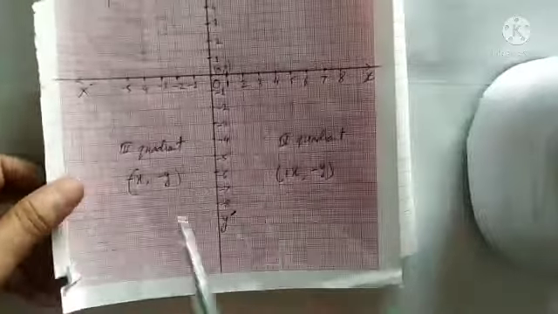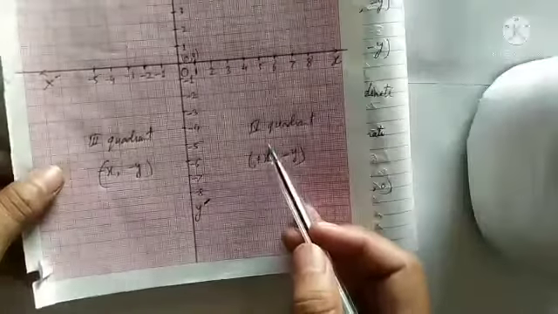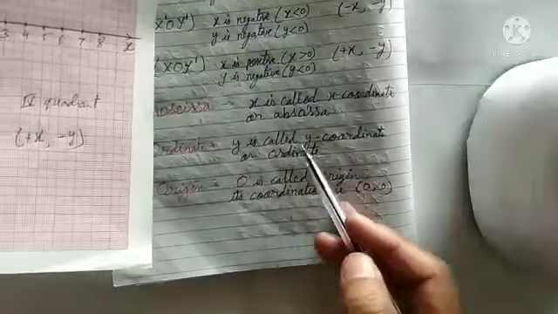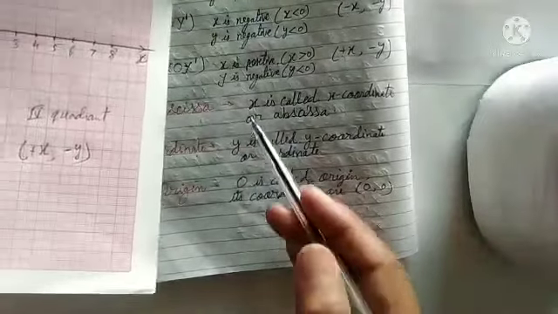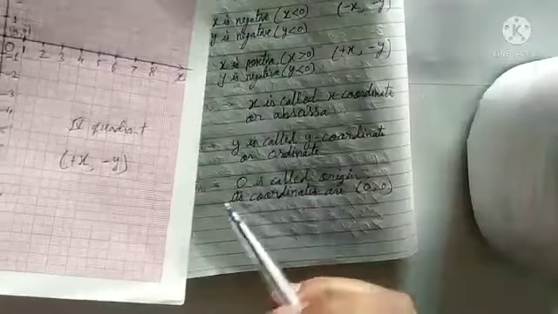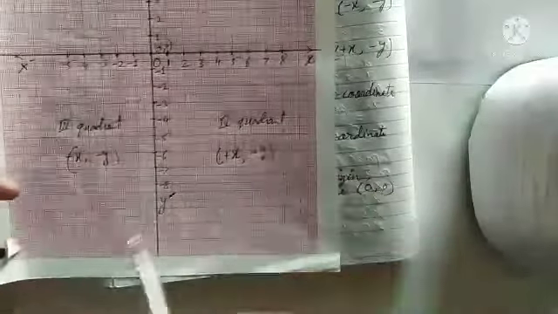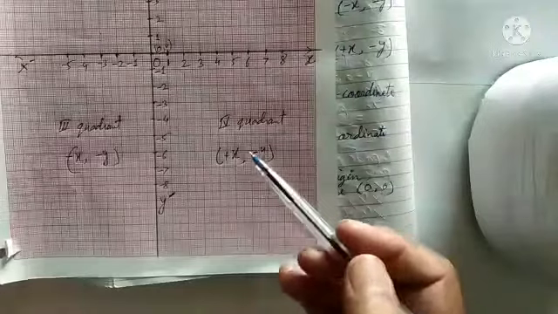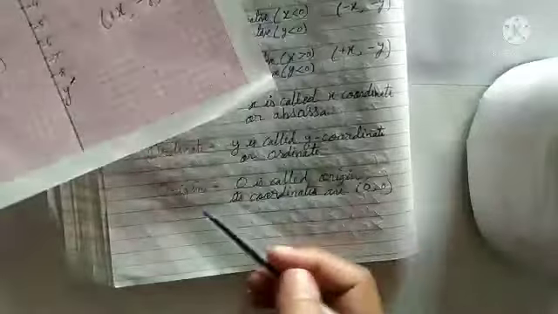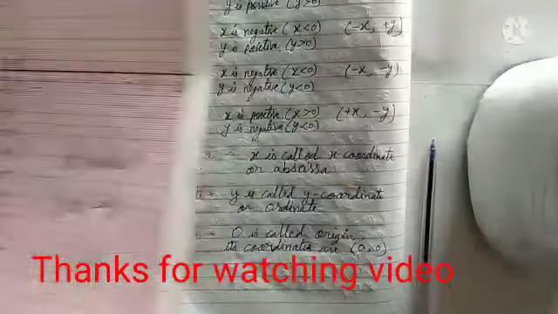Okay, so what did you understand? The x coordinate is called the abscissa. The y coordinate is called the ordinate, and both together are called the coordinate. Means x and y. X alone is known as abscissa, y alone is known as ordinate, and both together are called coordinates. Okay, and the origin I told you. So these are the basic concepts. Please revise very well so you can understand nicely. Thank you.